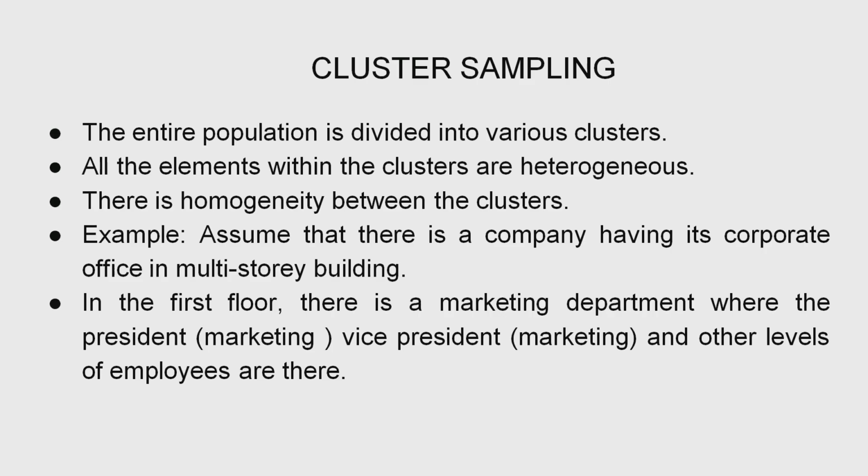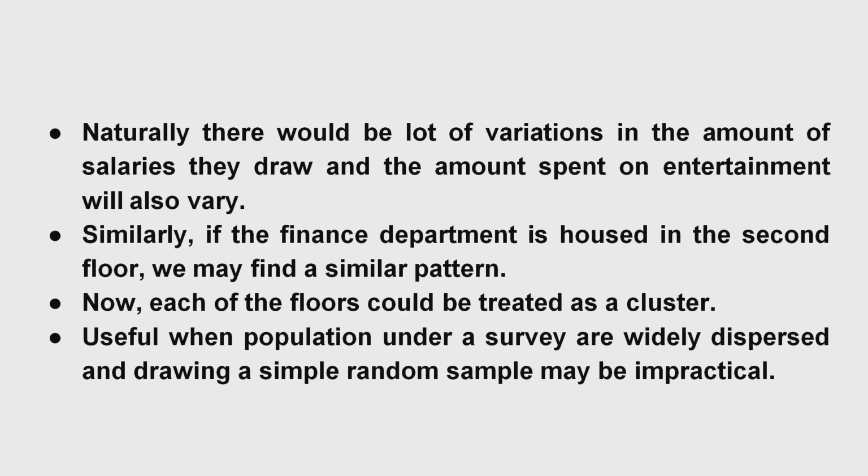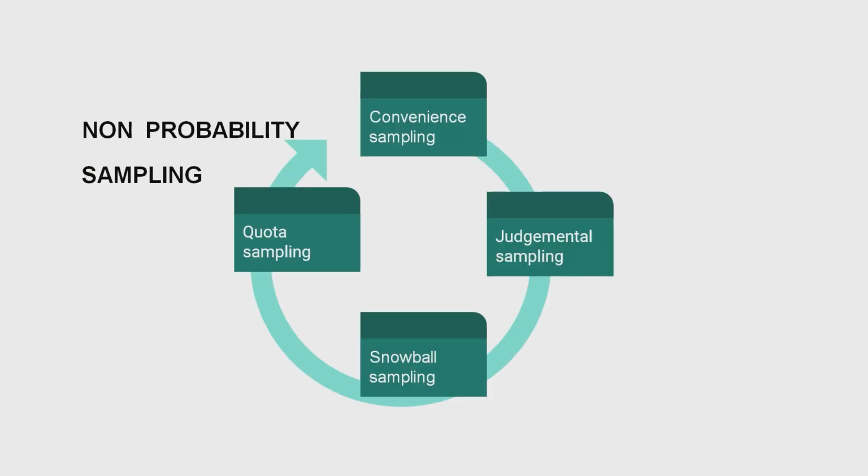So, in that way there is homogeneity, but the same company is having different departments in the same building, so that is heterogeneous. Naturally, there would be a lot of variation in the amount of salaries they draw; the vice president and president will differ. Then each of the floors could be treated as a different department. Here we call it a different cluster. So, this is how cluster sampling will be done. With that we finish off the probability sampling techniques.